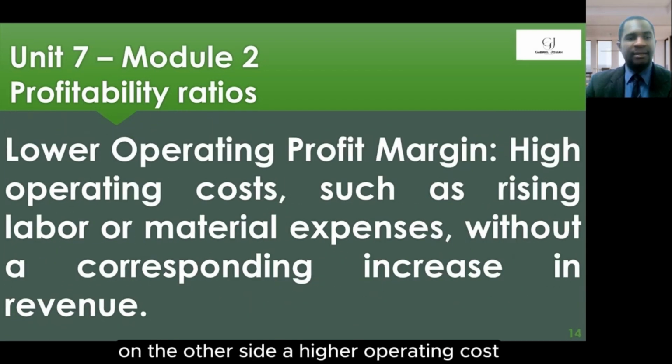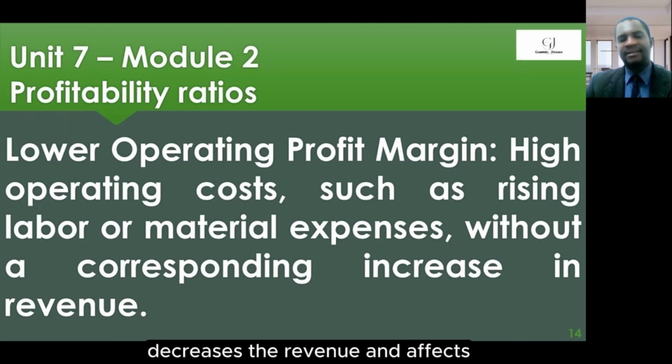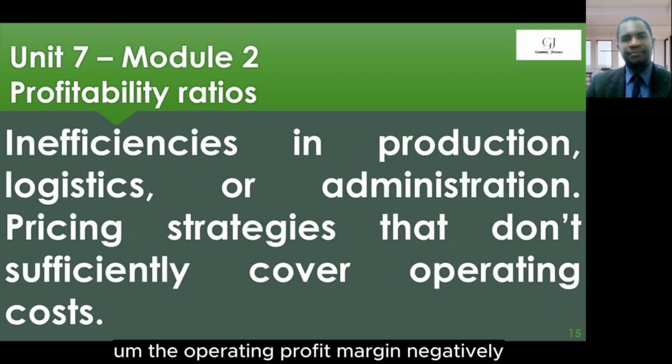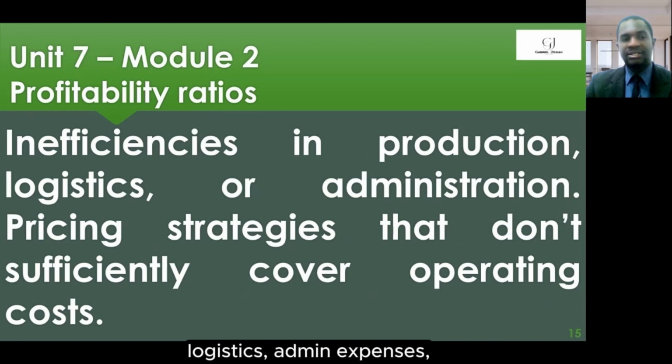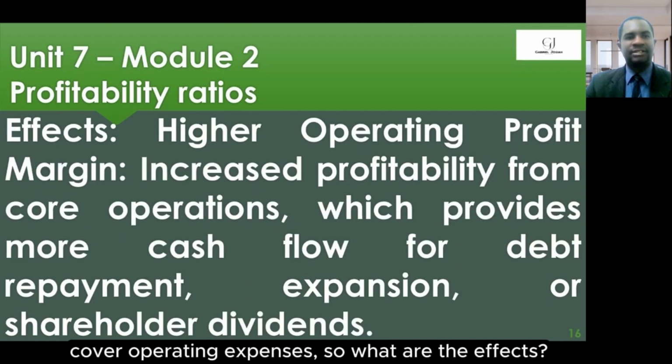While on the other side, a higher operating cost such as rising labor, materials, expenses decreases the revenue and affects the operating profit margin negatively. It culminates in inefficiencies in production, logistics, admin expenses, pricing strategies that do not sufficiently cover operating expenses.